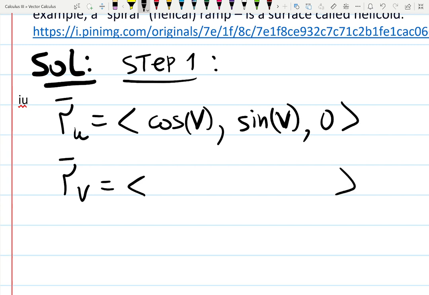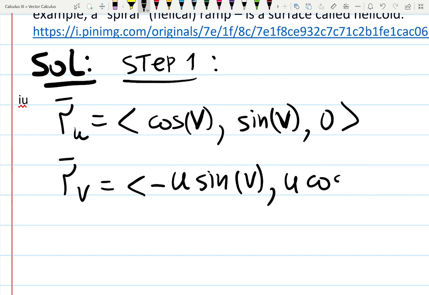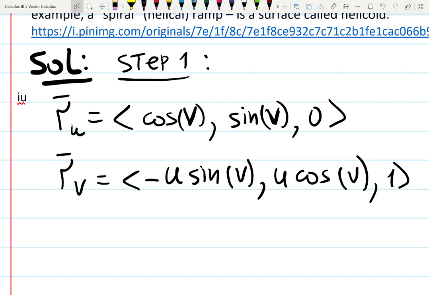U cosine v gives you negative u sine v. Amazing. Next one, u cosine v. Amazing. And 1. Good job. All agree? Any questions? Oh, nice. People have thumbs up. That's nice. Now, next step.